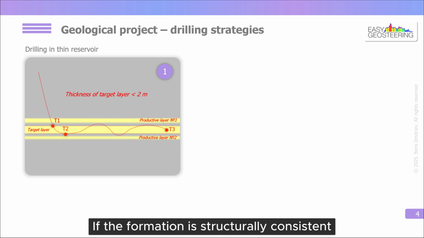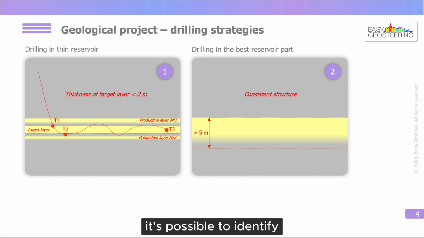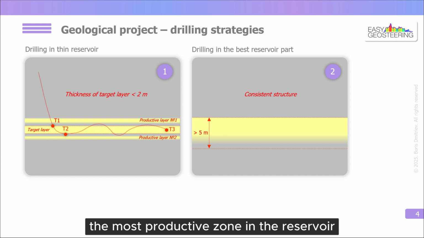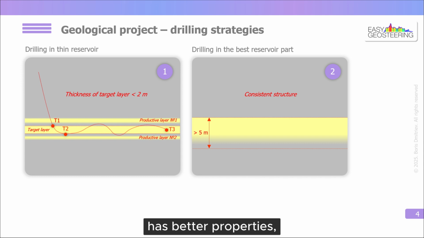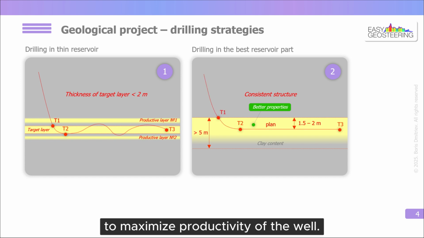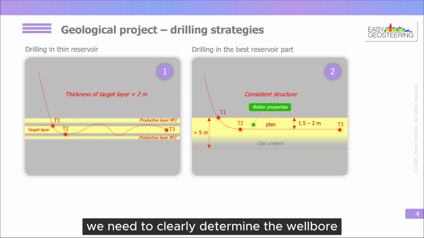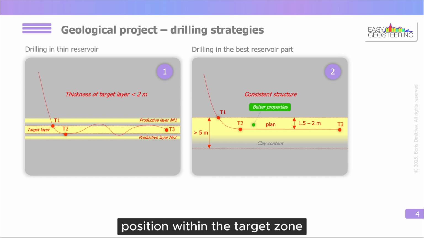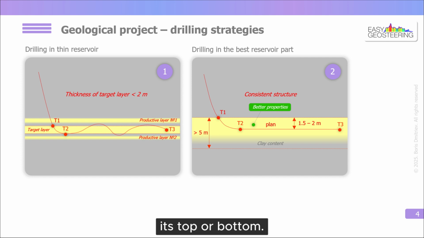If the formation is structurally consistent and the target layer is at least a few meters thick, it's possible to identify the most productive zone in the reservoir and try to keep the wellbore within it. For example, if the upper section of the formation has better properties, we might drill a couple of meters below the top to maximize productivity of the well. To implement this strategy, we need to clearly determine the wellbore position within the target zone, and it's preferable to do so without crossing its top or bottom.